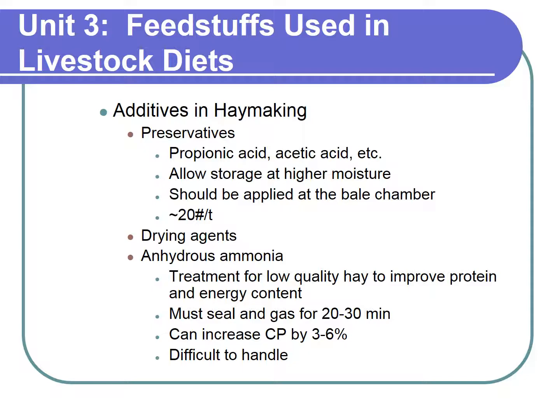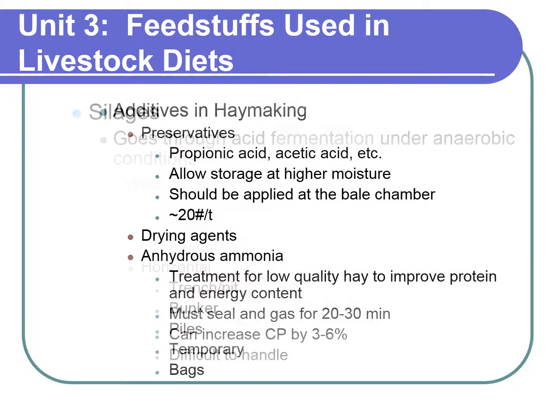There are drying agents also available, and anhydrous ammonia, I list that mostly for historical reference. There are people that have actually gotten anhydrous and gassed their hay or gassed their corn silage in order to try and increase crude protein content. I wouldn't recommend that. I think that's wasted money. I think there are ways to improve your feed in other forms without having to invest in something like that.